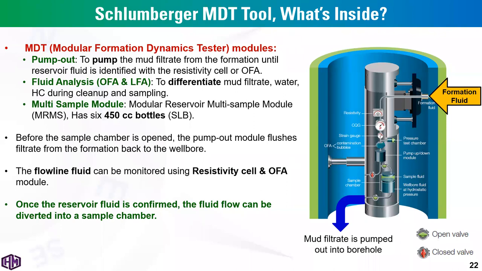Once the sample is 100% clean, or clean to a specific level, we can close this valve and start to collect the sample and direct the flow to the multi-sample module to collect it in one of the 450 cubic centimeter chambers, as a bottomhole chamber or bottomhole bottle of reservoir fluid.